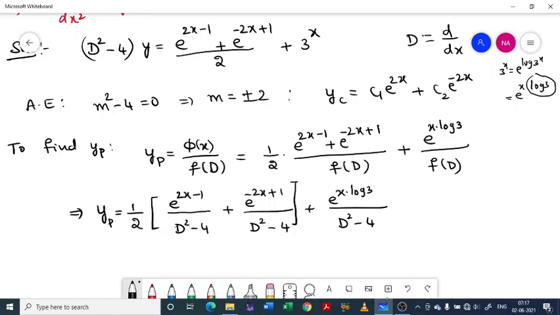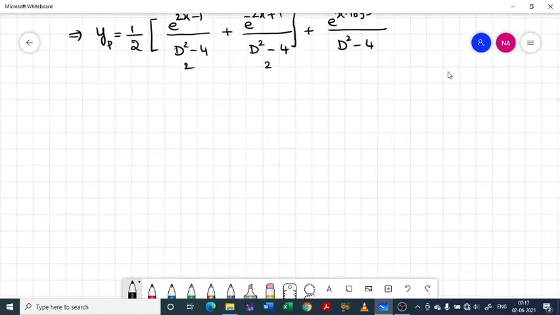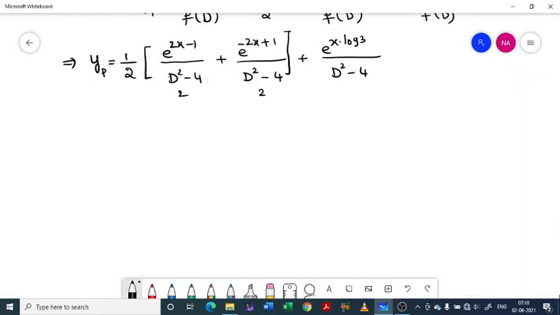Second term a is minus 2. Here a is 2, here a is minus 2. But both plus 2 and minus 2 are roots of the equation. So if you replace d by plus 2 or minus 2, definitely you get 0 in the denominator. So what do you have to do in that case?